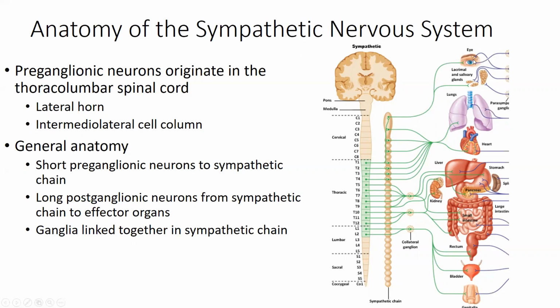They can go to the lacrimal glands in the eye. They can go to the salivary glands. They can go to the lungs, to the heart, the liver, and so on and so forth. And because of the anatomy of moving from the sympathetic chain out to all of these different target organs, these neurons have to be much longer.